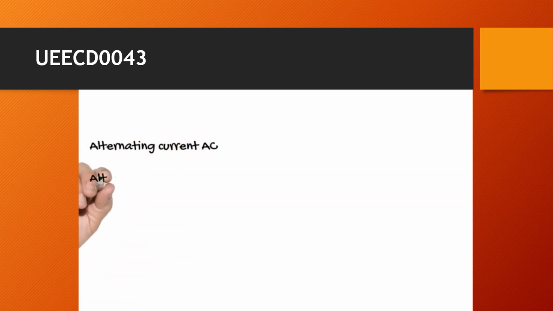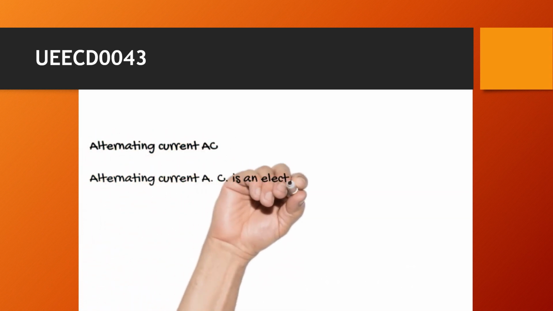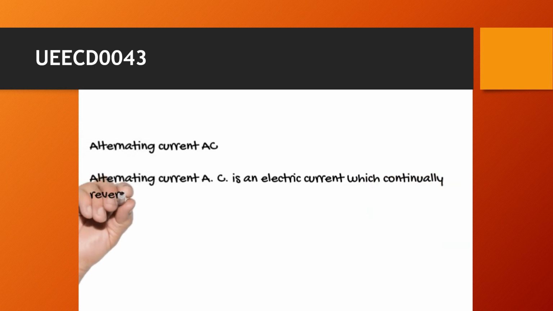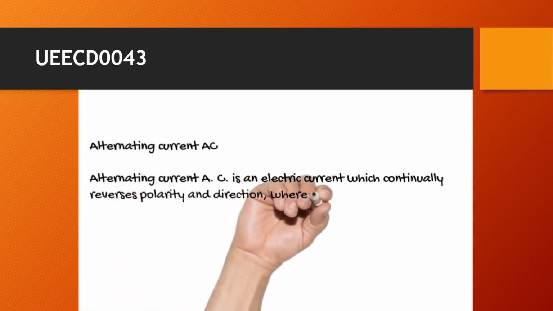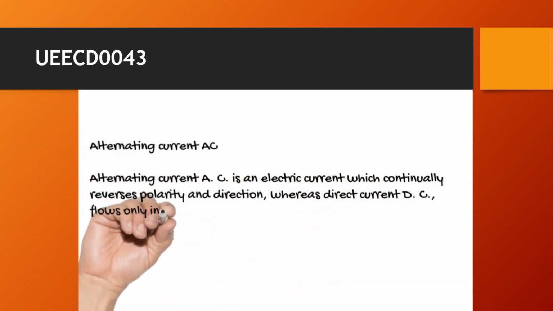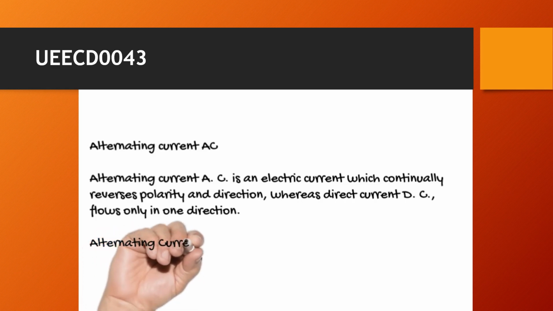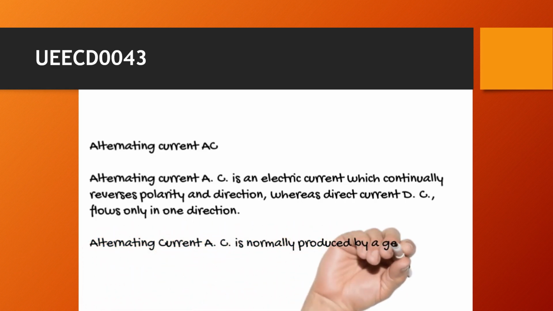Alternating current, AC. Alternating current is an electric current which continually reverses polarity and direction, whereas direct current flows only in one direction. Alternating current is normally produced by a generator or an alternator.